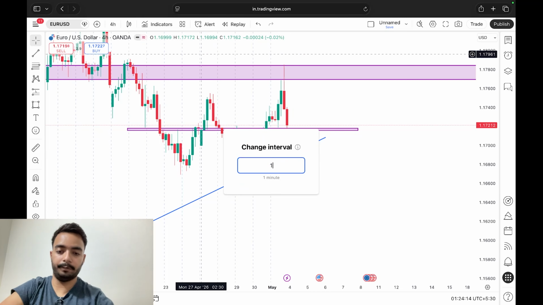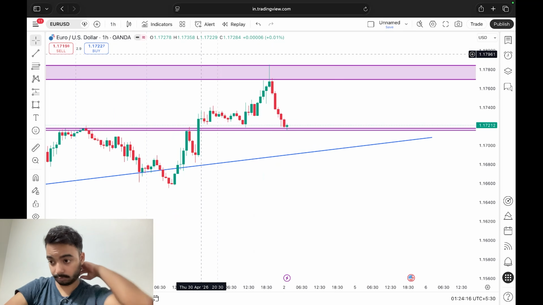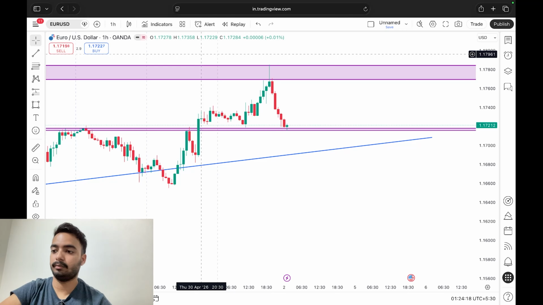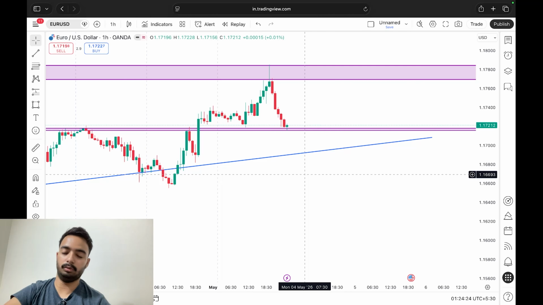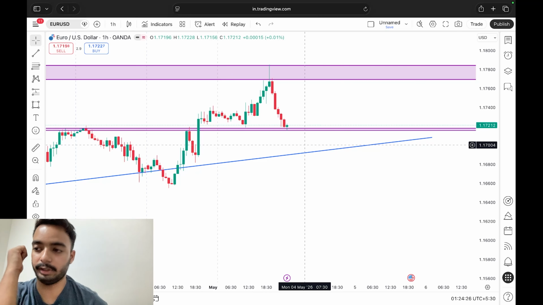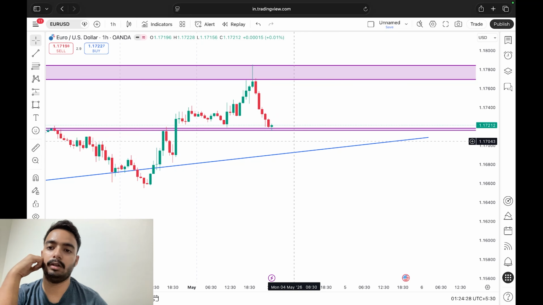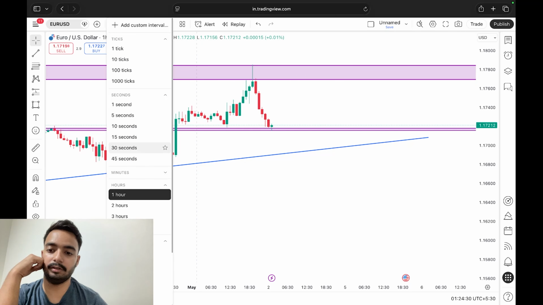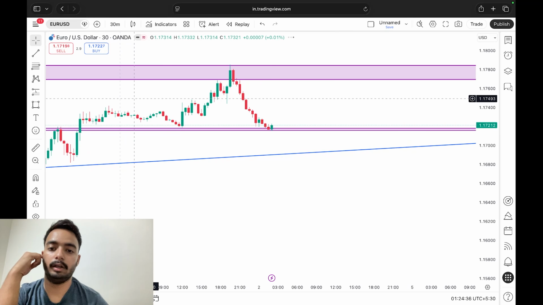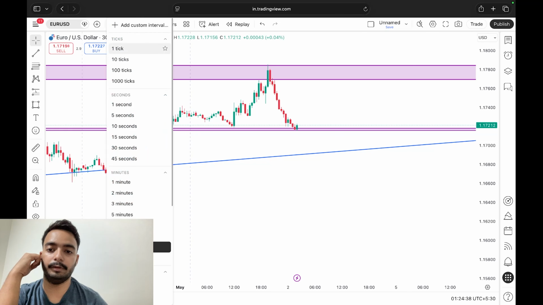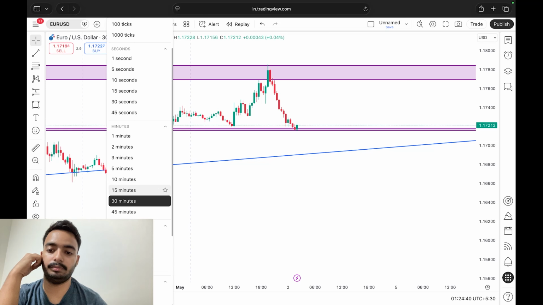On the 1 hour time frame, I'll again wait for the break of this zone for the selling trade, and this stays the same across all the lower time frames as well, in 30 minutes and in the 15 minutes.